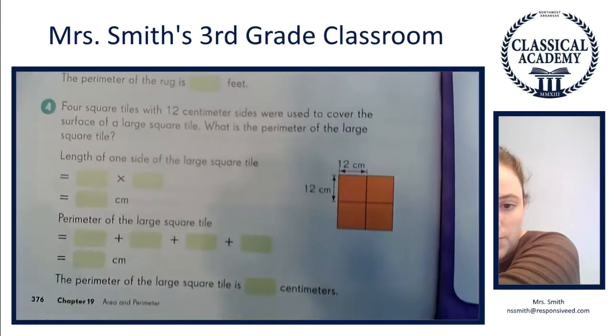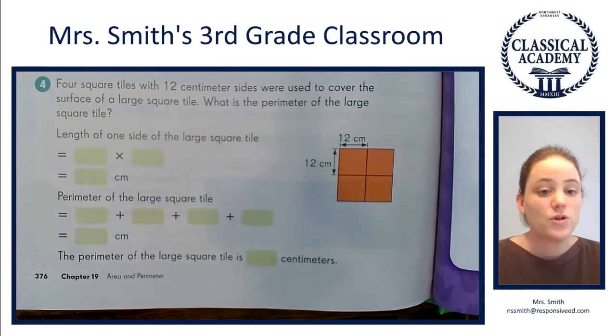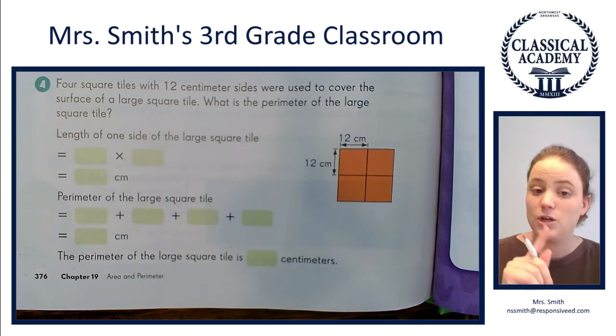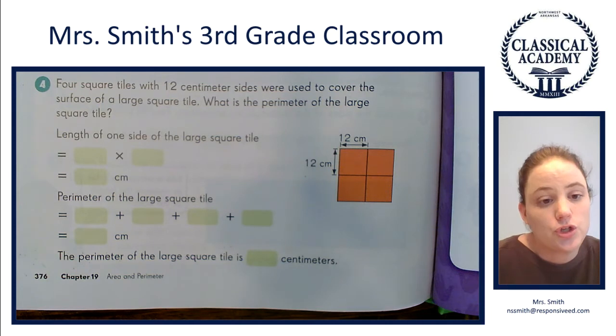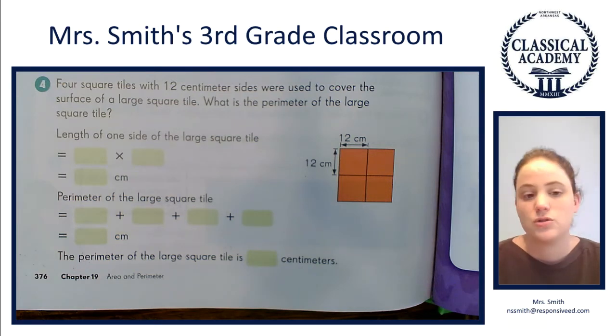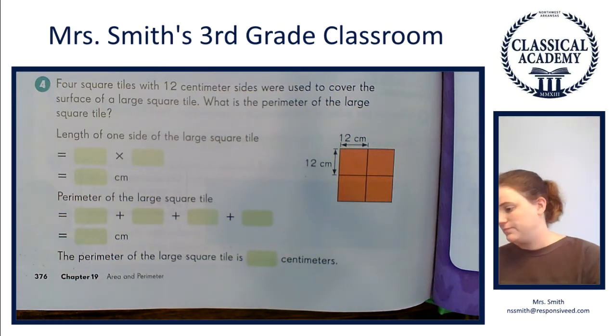Let's do this problem solving down here. 4 square tiles with 12 centimeter sides. That means each side is 12 centimeters, not 1 centimeter, 12 centimeters, were used to cover the surface of a large square tile. What is the perimeter of the large square tile? Well, let's model that.